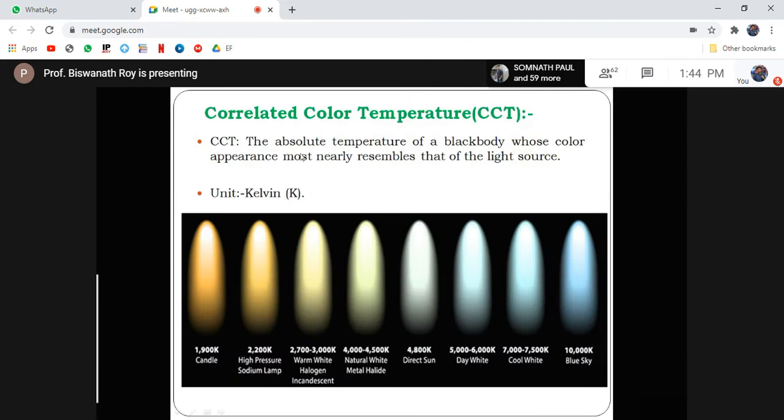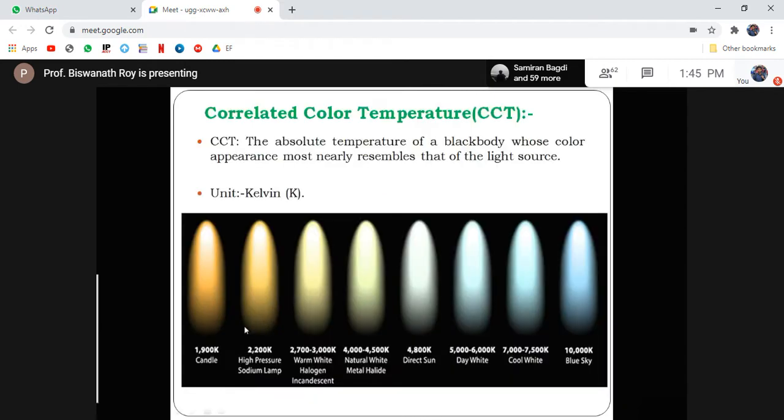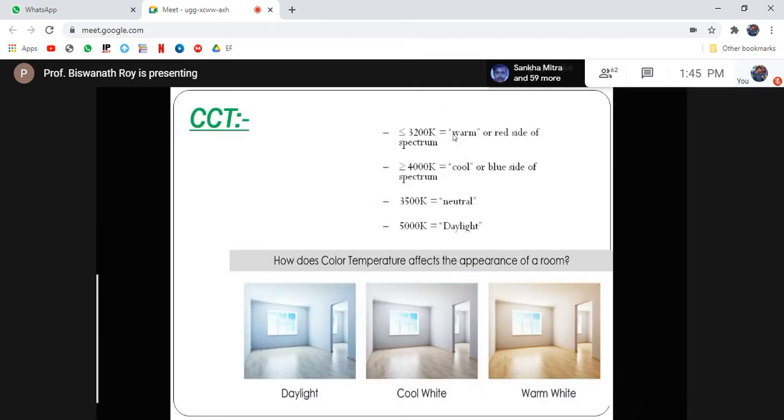CCT physically represents the color appearance of white light source. And by white light source, there are three ranges. We call the ranges the warm white, neutral white, or cool white. Okay, sir. The warm white means yellow white, when the value of the CCT is lower.